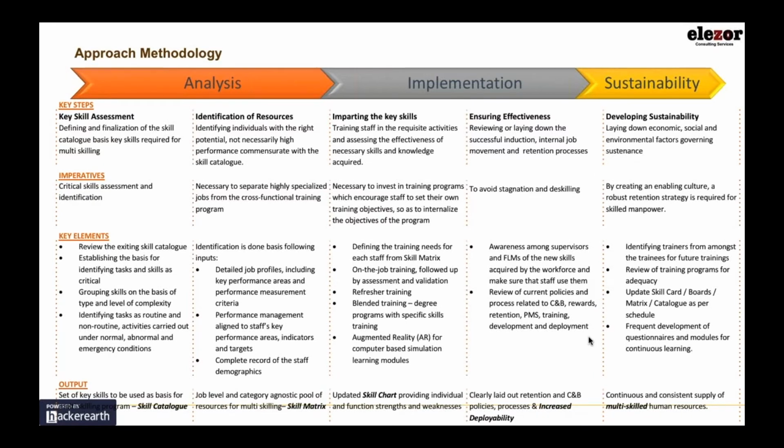Coming to this slide, it gives you a complete synopsis of the whole program, the approach and methodology that you will be following during your multi-skilling program implementation. I have divided that into three major program sections, which are the analysis stage, the implementation stage, and the last one, the sustainability stage. Each one of them has one or two phases under it. So in total there are 5 phases of this approach or framework.